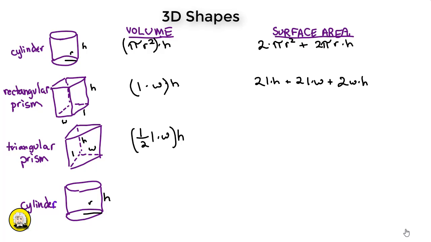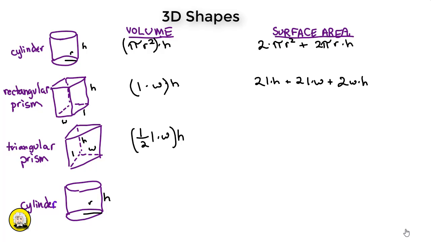For the three-dimensional shapes, we'll be looking at volume and surface area. Now, one way to get to know them is simply just to memorize them. I'm going to give you a few tips on how to better memorize them. Hopefully it will make the process a lot easier for you.